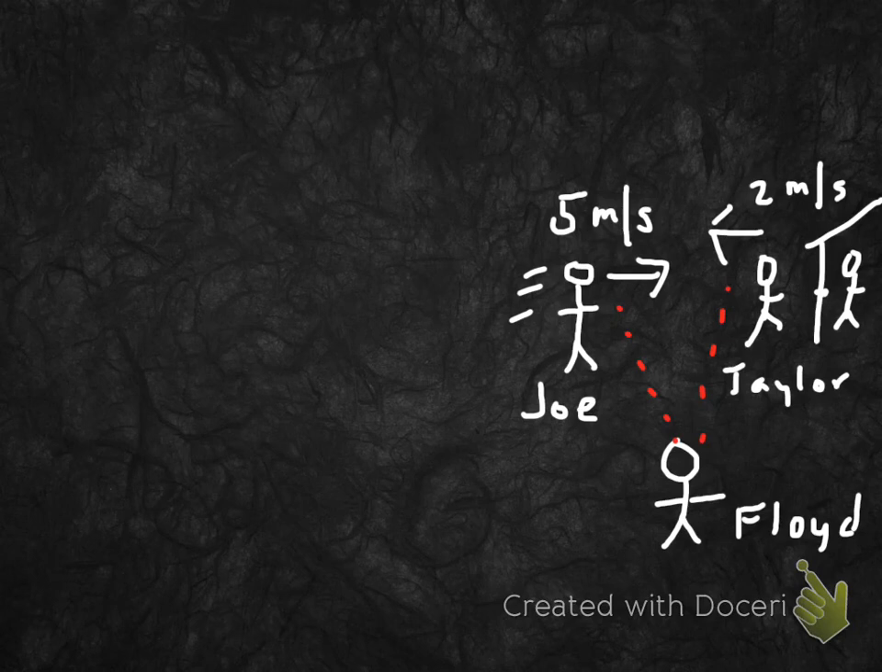So, again, we have different frames of reference here. Taylor and Joe looking at each other. Looks to them like they're approaching each other at 7 meters per second. Then we have Floyd, who's not moving at all, and all he sees is Taylor walking at 2 meters per second and Joe running at 5 meters per second. Again, it's all about frame of reference.